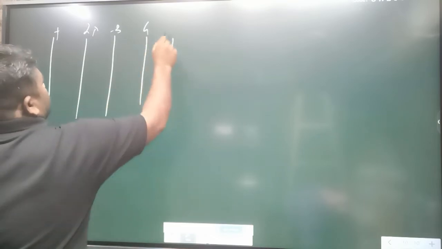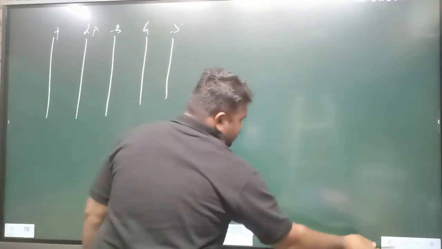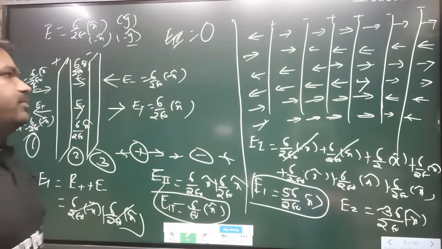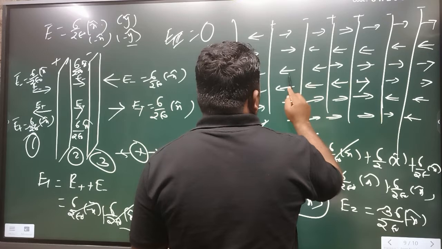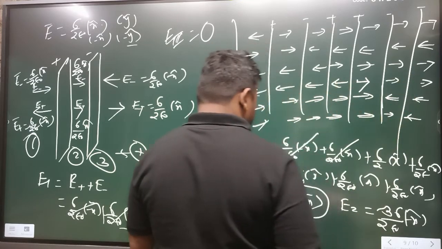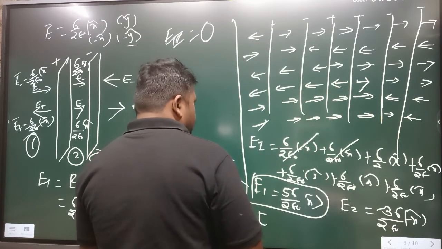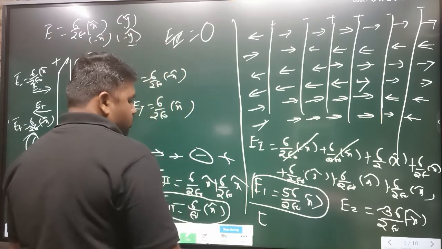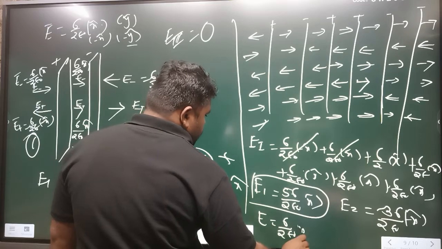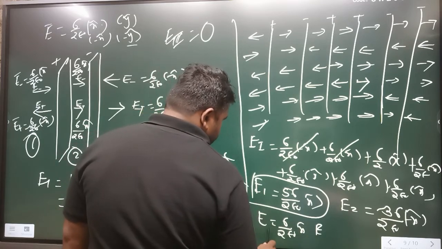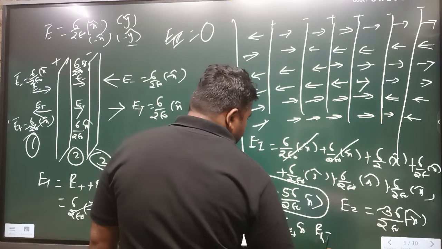Plus lambda plus 2 lambda. Sorry, minus 3 plus 4 minus 5. Okay. Yes, bolo. Next one. Third. Negative 1, 2, 3 negative, 4 positive. 3 negative, 4 positive. Sigma by 2 epsilon naught times x cap plus x cap. Next.